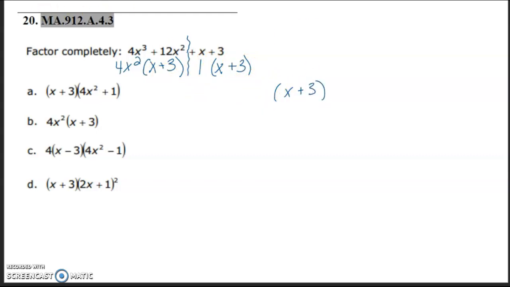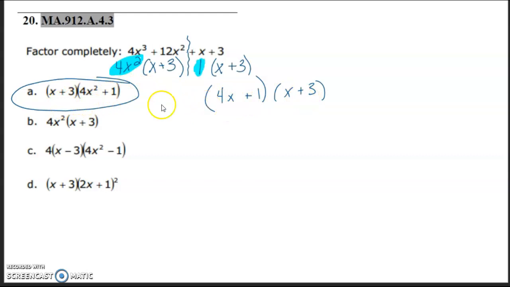So the last portion is like, well, where do you get your second factor from? Well, it's these outside numbers, these GCFs that we took out. So we have 4x squared plus 1. So your answer should be A. And I know that they're in different places. It really doesn't matter which place you put them in. So, all right, let's go on.